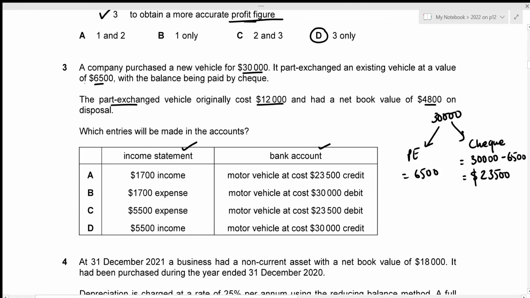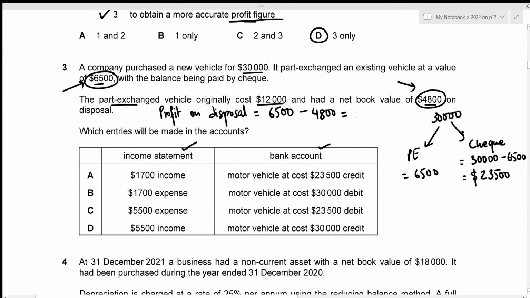And in this case, the value obtained during disposal is 6,500, whereas the net book value is 4,800. We can clearly see that we are getting a higher value, which results in a profit. So there is profit on disposal. And this profit amount is just going to be the difference between our sales proceeds, which is 6,500, and the net book value, which is 4,800.